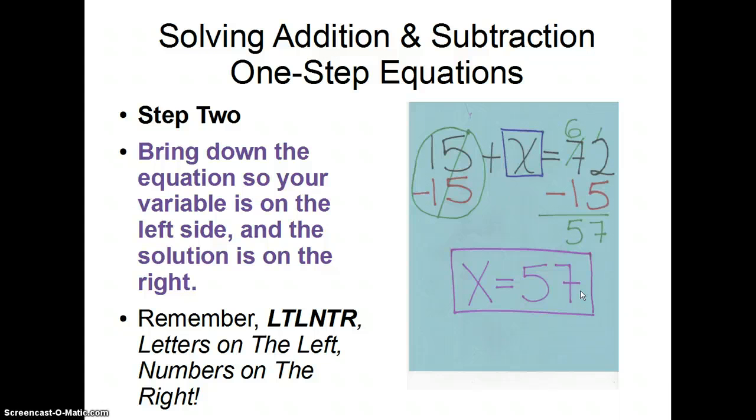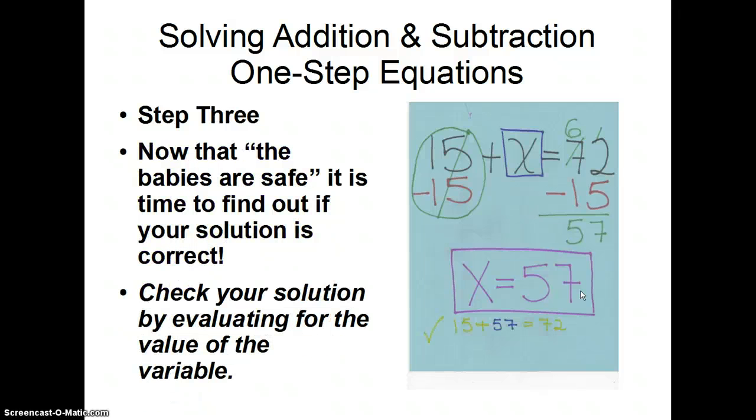We're not done yet, though. We want to check and make sure we've done it correctly. So we're going to check our solution. When we check our solution, we're going to rewrite the equation in the same original format, except when it comes to x, we're going to replace it with our solution. So we have 15 plus, and instead of x, we put our solution 57, equals 72. And when we check that out, 15 plus 57 does equal 72, so we found that we did it correctly.